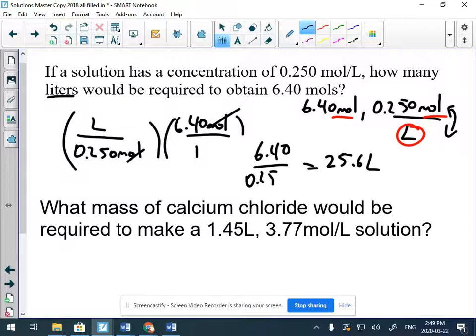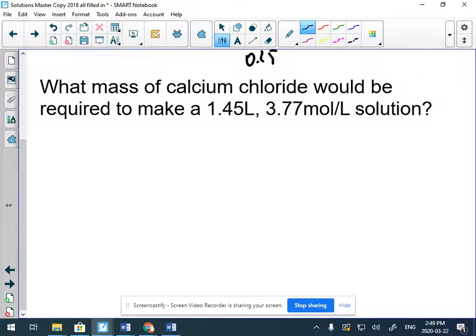Now, the second part of this is a little bit tougher because now we're mixing in mass. If you remember back to the gas law unit, what goes with mass? Molar mass. Mass and molar mass go together.